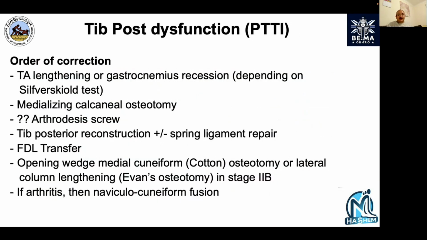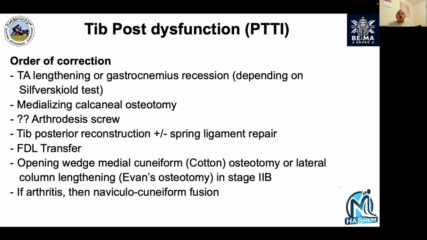If you plan to correct intraoperatively, this is your order of correction. You firstly start with either gastrocnemius release or recession or tendo Achilles lengthening, depending on the Silfverskiöld test. You correct the hind foot, so you go in order. You correct the hind foot by a medializing calcaneal osteotomy, which gets your calcaneum under the tibia. So correct the line of the axis of your hind foot.